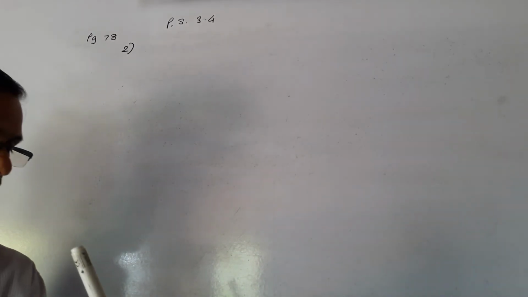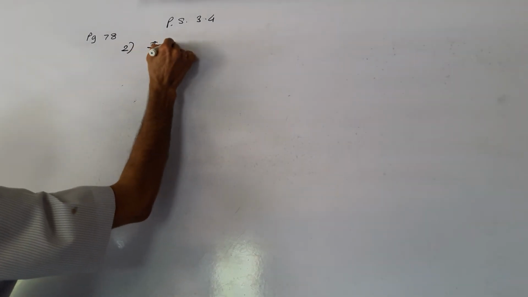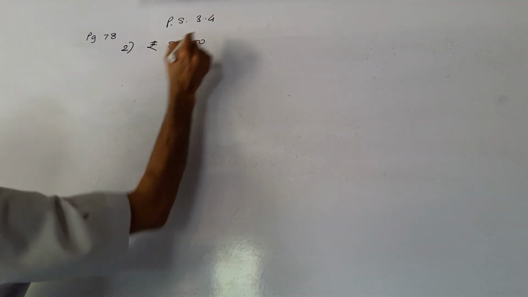Now let us take one more sum from page 78, second one, Practice set 3.4, second one. A man borrows rupees 8,000 and agrees to repay with a total interest of 1,360 in 12 installments, each installment being less than the preceding installment by rupees 40. Find the amount of the first and the last installment. So here you find that the man borrows rupees 8,000.